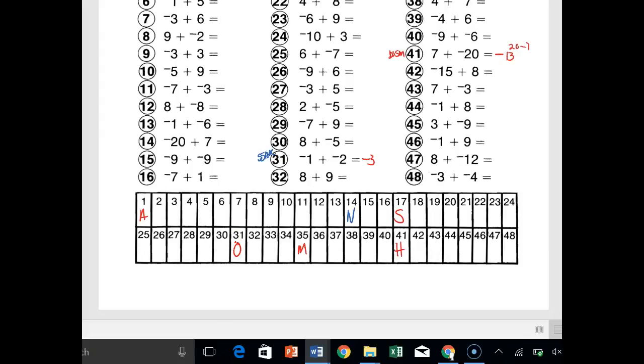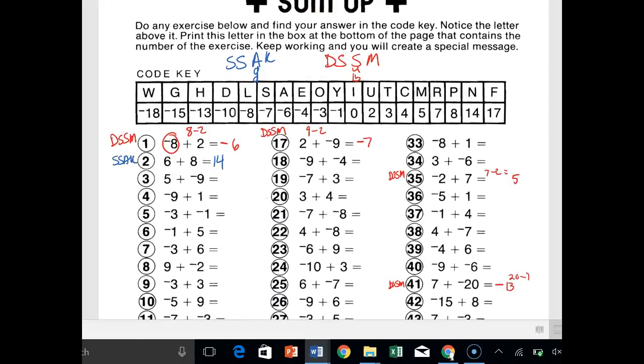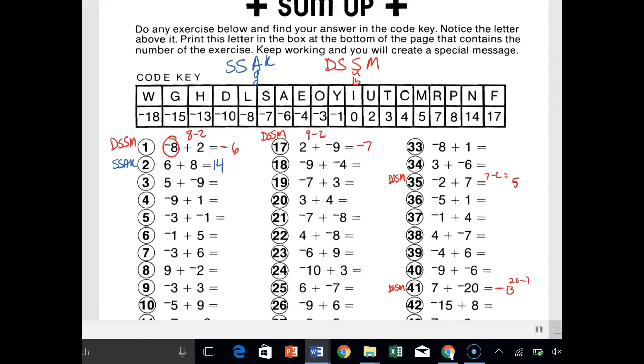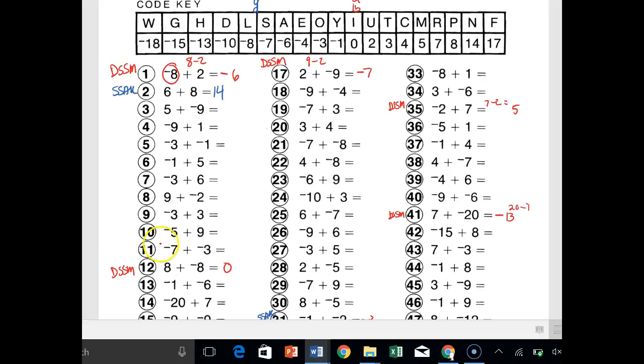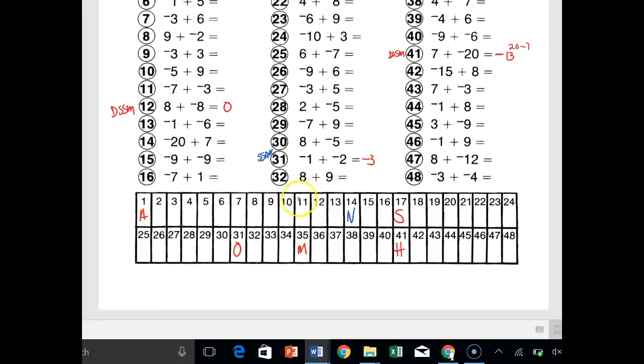And one last one. Let's do number 12. I have 8 plus negative 8, that's DSSM. Different signs, subtract, keep the sign that you have larger. Now look, they're both the same. 8 plus negative 8, 8 minus 8 is 0, so there's no such thing as a negative 0 or a positive 0. So you just put 0. So 0 is going to be I, and on number 12, I'm going to put I.